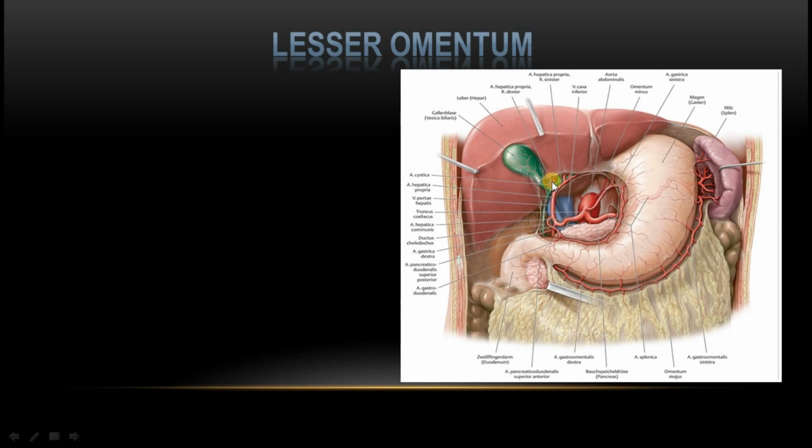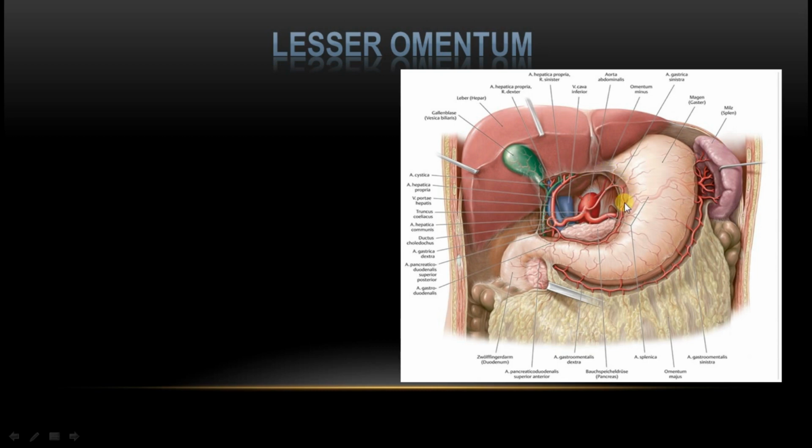So, in the right free margin of the lesser omentum, you see the bile duct, hepatic artery, and between these two and behind, what you see is the portal vein. So, all these three structures are present in the right free margin of the lesser omentum.